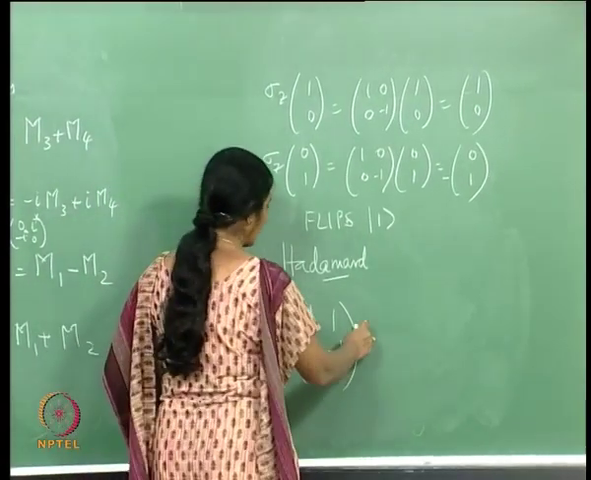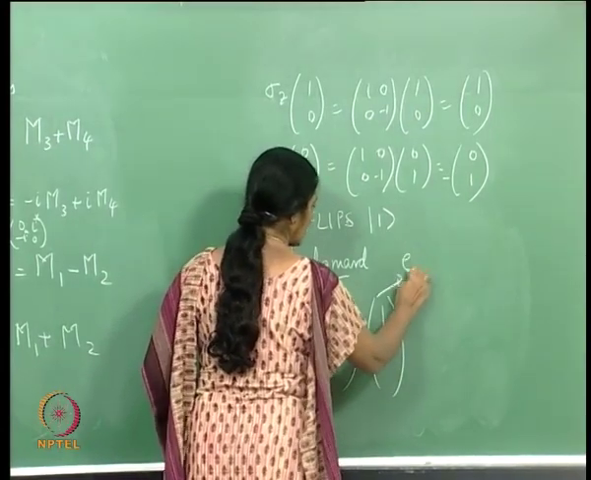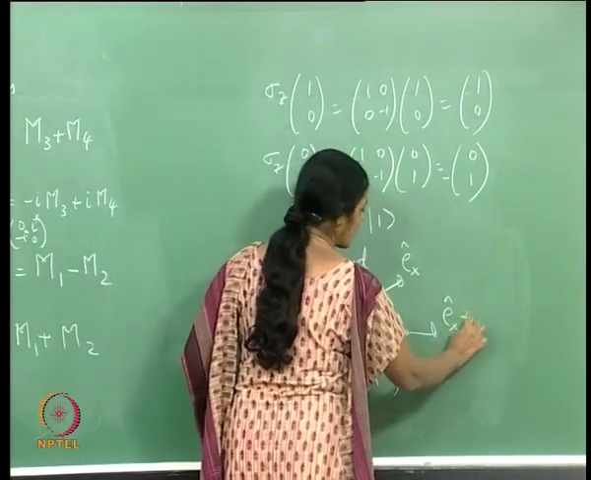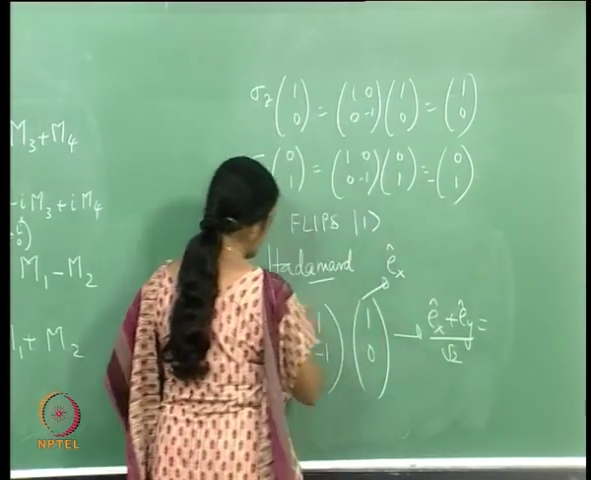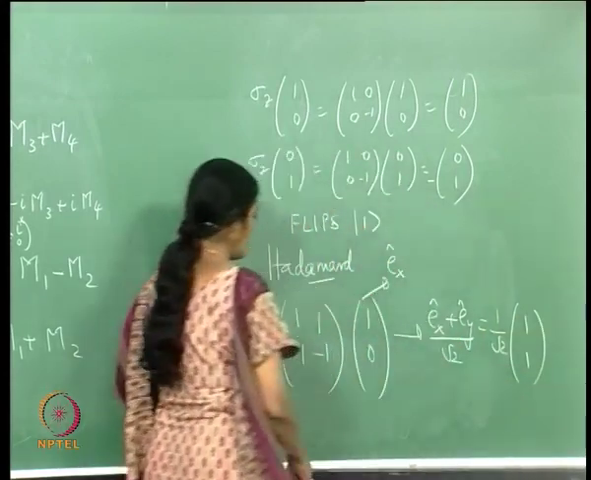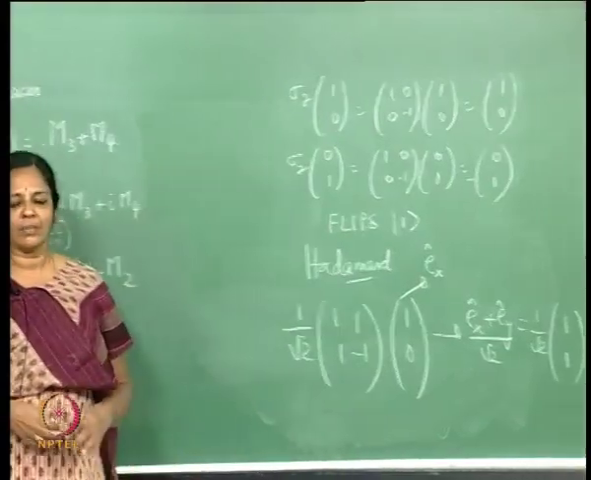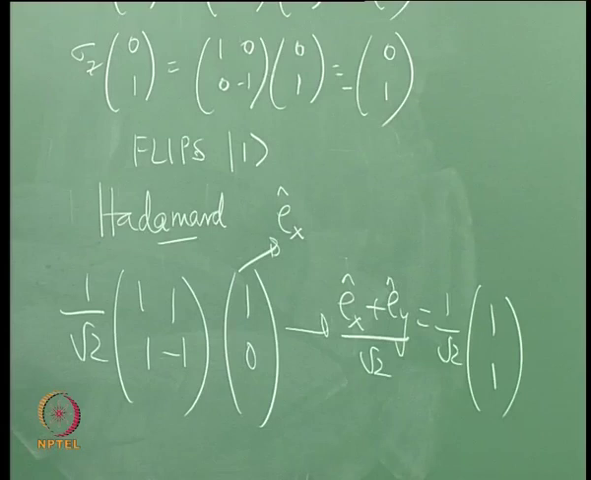You can easily check that when it acts on (1, 0), this is e_x, it takes it to (e_x plus e_y) by root 2, because this action is just 1 by root 2, (1, 1). Similarly, when it acts on (0, 1), it takes it to (e_x minus e_y) by root 2. So, it changes the basis. You can also check that this is unitary. This object is a unitary matrix.